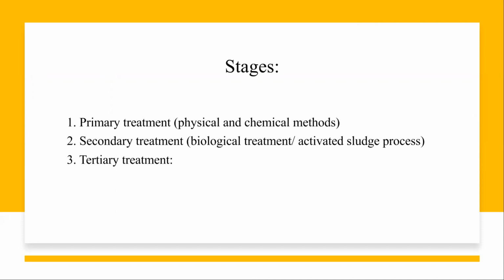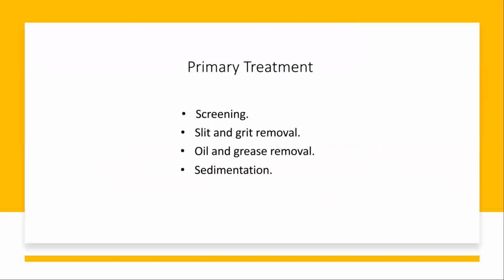It involves three steps. The first one is called the primary treatment. It is also called the physical and chemical method. The second one is the secondary treatment. It is carried out by the biological method, and it's also called the activated sludge process. And the next is the tertiary treatment. Now we shall study them one by one in detail.